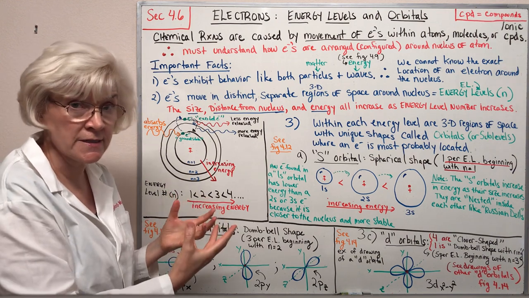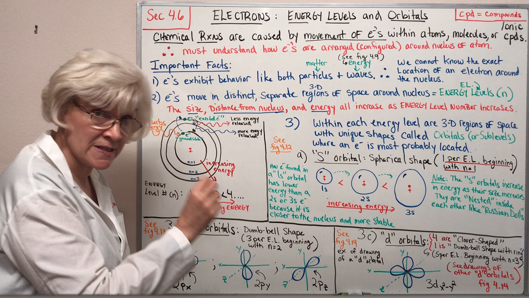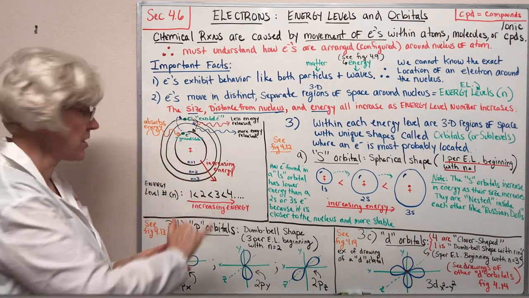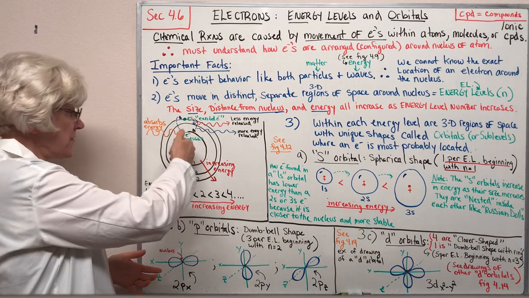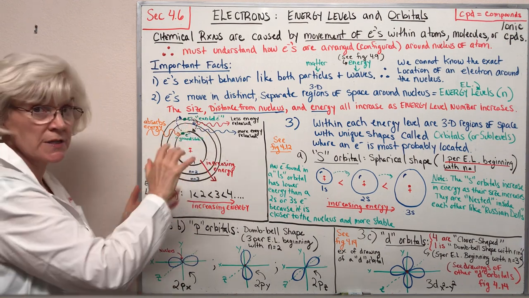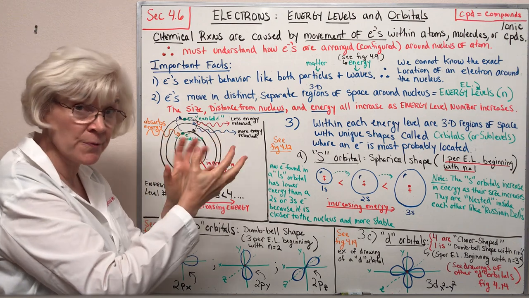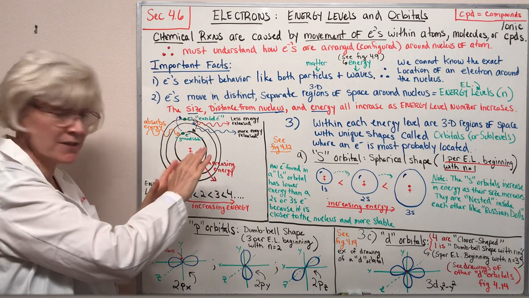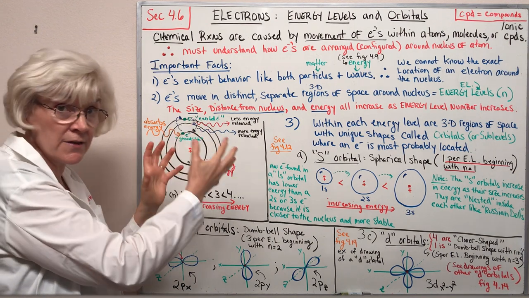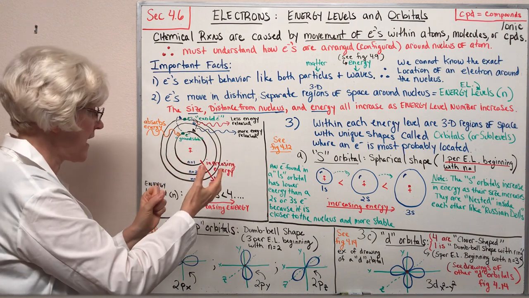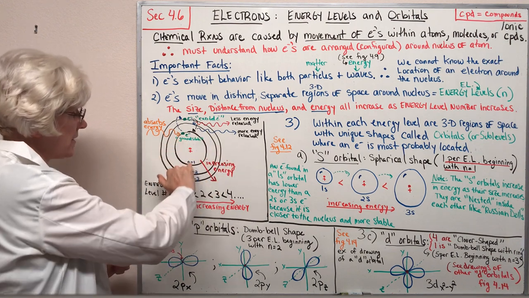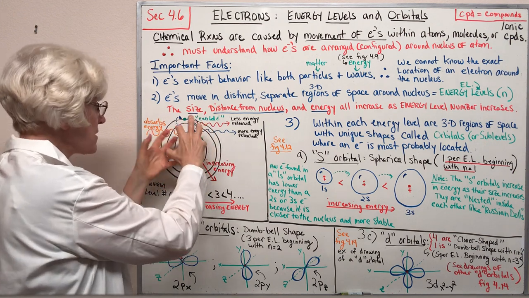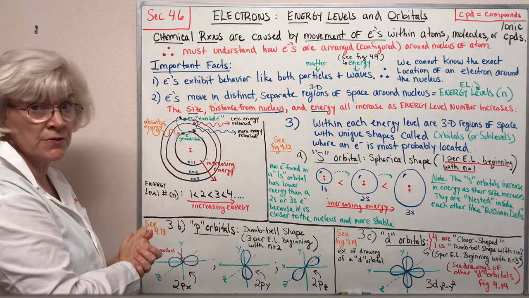Where are the electrons found? Well, we don't know their precise location, but we know they are found in energy levels surrounding the nucleus. Now, you've seen that I've drawn these circles. I want you to imagine them as a three-dimensional volume. So don't think of this like a track, a flat two-dimensional area. Think of it like a three-dimensional region of space. So the first energy level, I'm symbolizing by n equals 1, is the smallest volume closest to the nucleus.